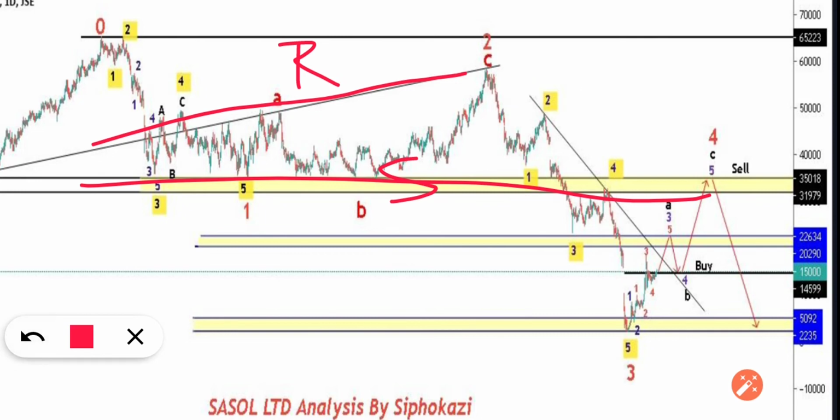The rule is a wave 3 can either be equal to the length of a wave 1 or a wave 5, be the longest but never the shortest. Hence, the break of the support zone.